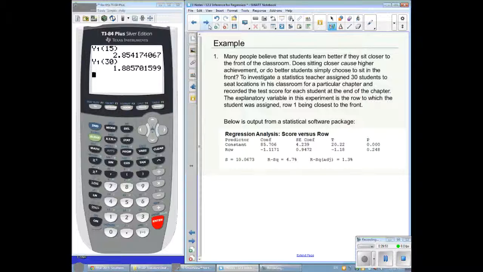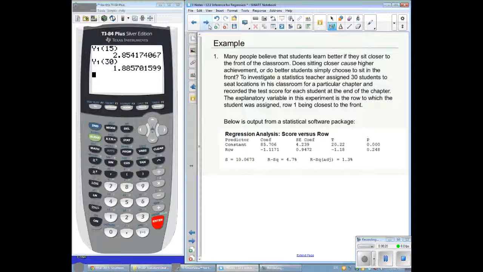What are the words I'm looking for? What are the foundations for a good experiment? What needs to be true? Random assignment. Does it say anything about randomly in here? No. So without random assignment, can we make inferences about causation? No. So what is the first assumption we're going to have to make? We're going to have to assume that they were randomly assigned, even though it doesn't say it in the problem.